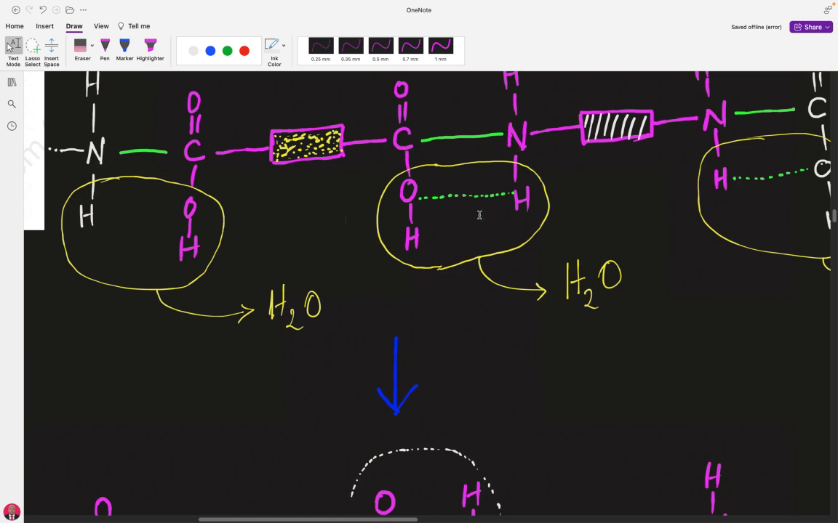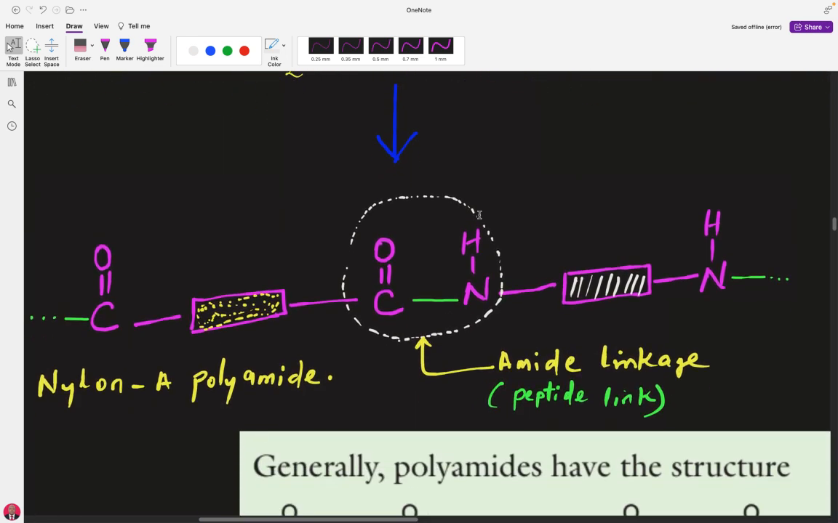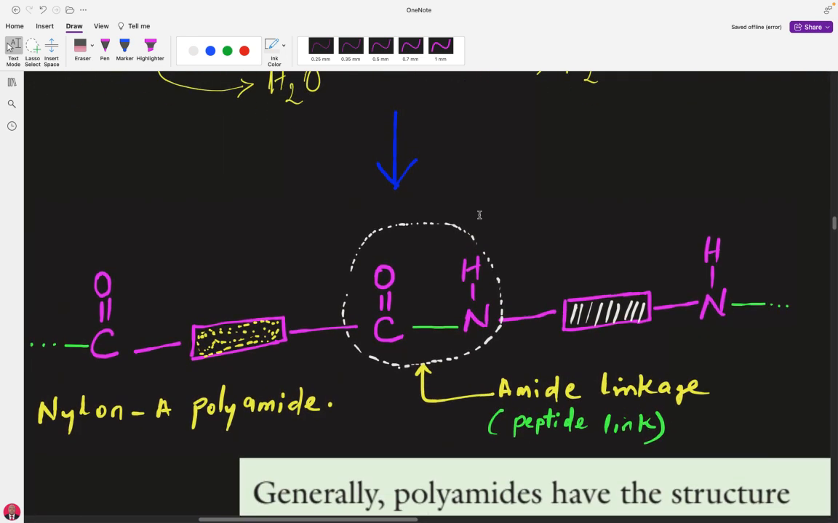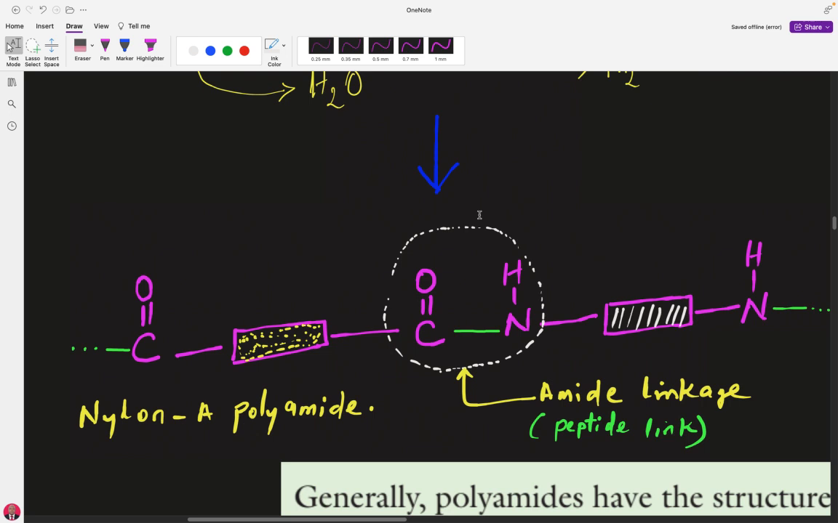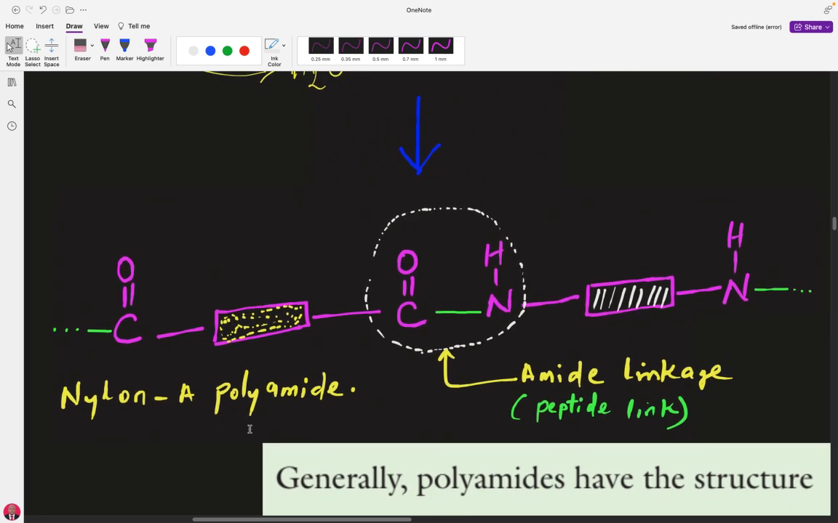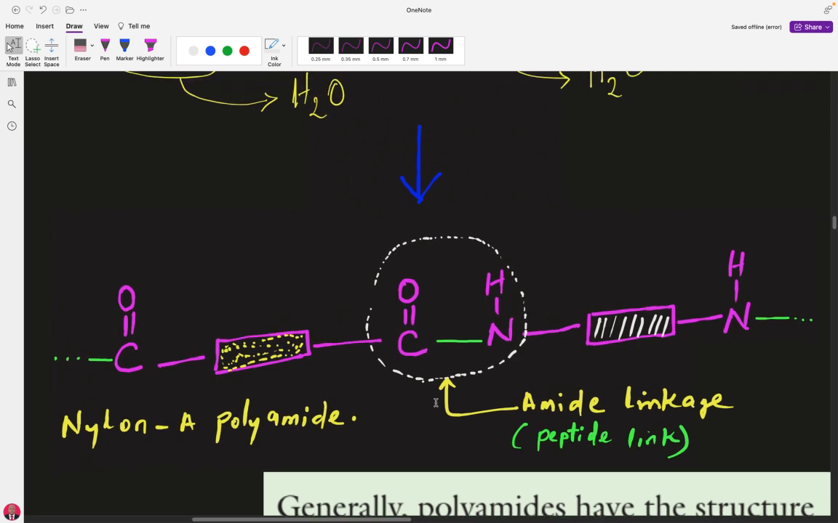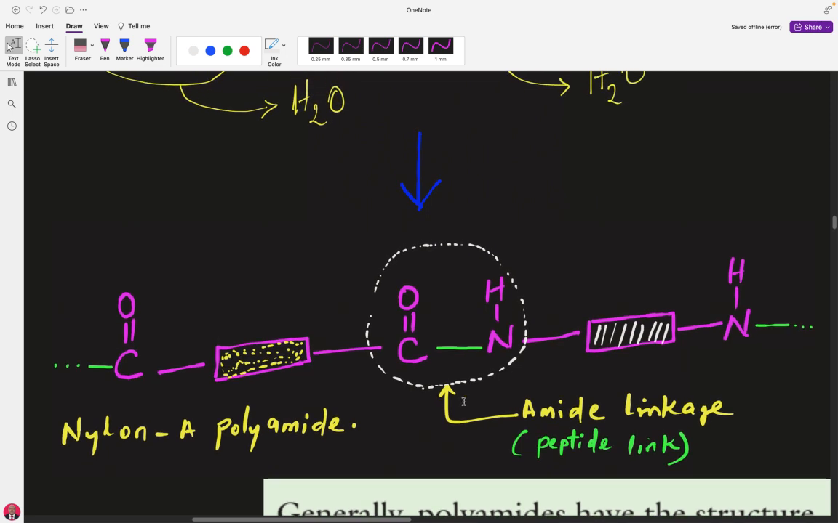We call it a polyamide. Or another way we call it an amide linkage, or we call it a peptide link. The whole of this resulting structure, we call a polyamide, and that is what we call nylon. A polyamide is what we call nylon. Within the bonds, in your exam they could draw it and ask you to label. So it is labeled as an amide linkage or a peptide link.